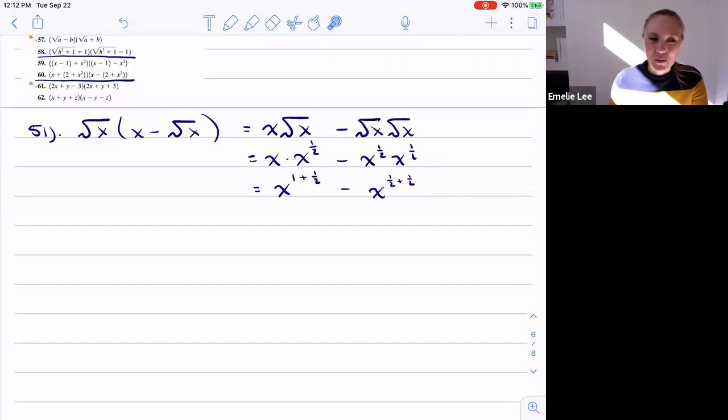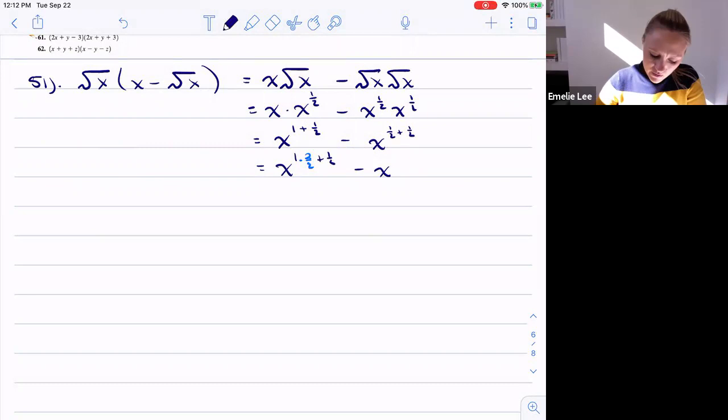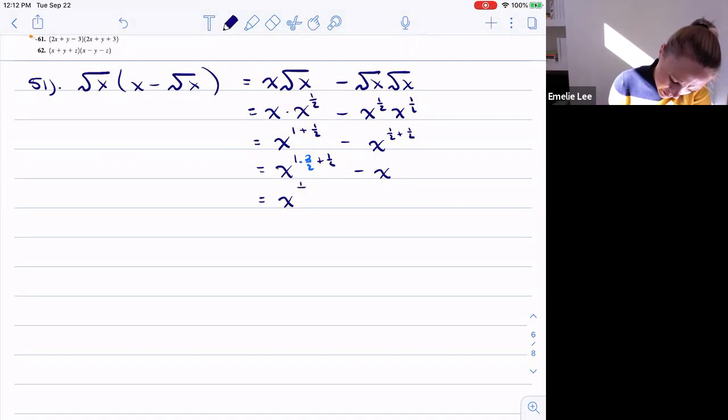So here we have x times 1, or to the power of 1, times 2 over 2, plus 1 over 2 minus x to the power of 1, which is just x. So here I've got x to the power of 2 over 2, plus 1 over 2 minus x.